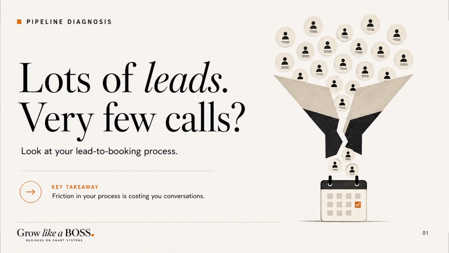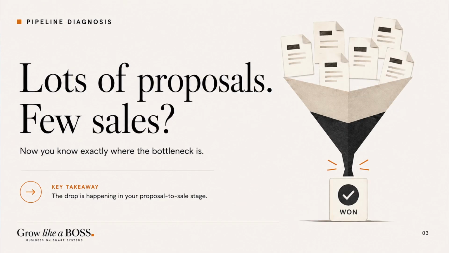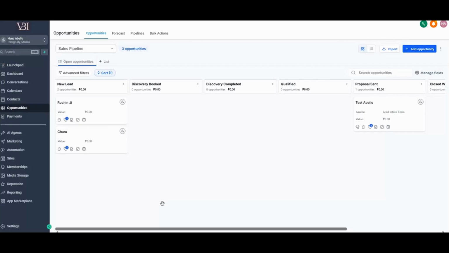Lots of leads but very few calls? Look at your lead to booking process. Lots of calls but few qualified leads? Look at lead quality or qualification. Lots of proposals but few sales? Now you know exactly where the bottleneck is. Without a pipeline, all of that can just feel like sales seem slow.